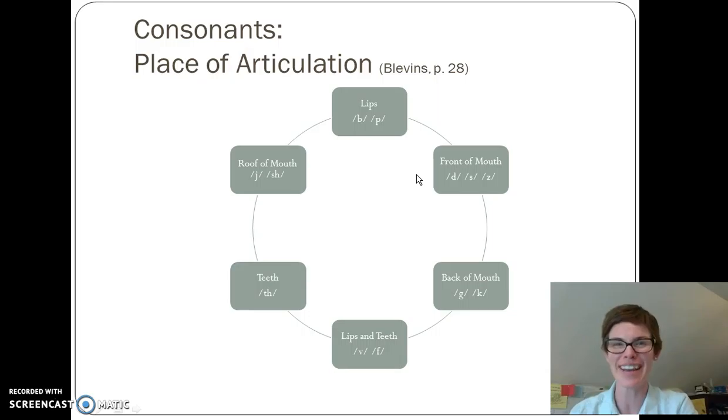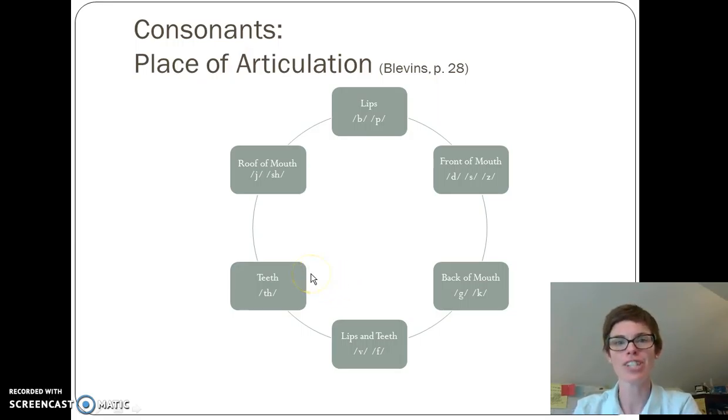If you do those sounds, if you're in a place where you can make them with me, you'll feel it's the front of your mouth that makes the articulation happen. That's the place of articulation. Then we have the back of mouth articulation. If you say g, g, g, or k, k, k, you'll feel that it's happening in the back of your mouth. That's the place of articulation. We have articulation through the lips and the teeth, like v. My lips and my teeth came together to make that sound. That was the place of articulation. Or f, same thing, lips and teeth.